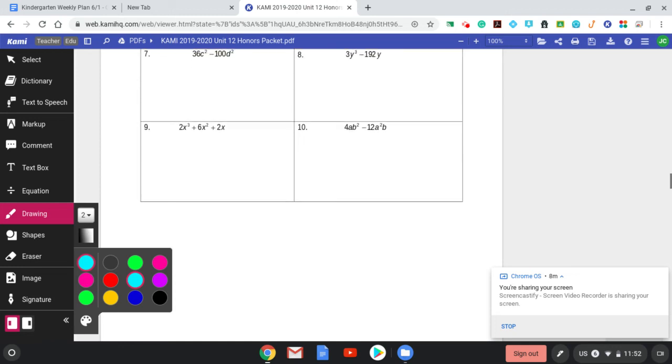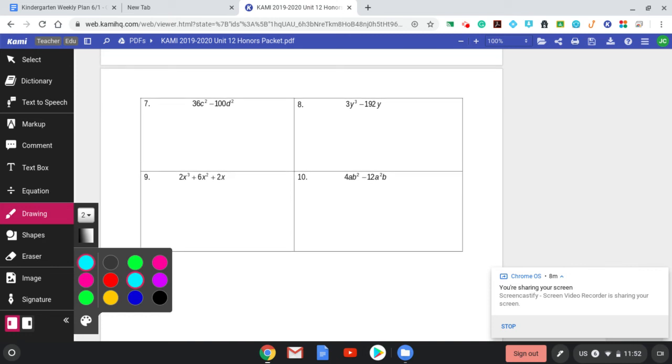And that number, think the biggest number is 4. So I'm going to take out a 4 here and be left with 9c squared minus 25d squared. Now what's left inside the parentheses are perfect squares. So now you can use difference of two perfect squares. 3c plus 5d, 3c minus 5d. And then again, just keep bringing down your GCF.